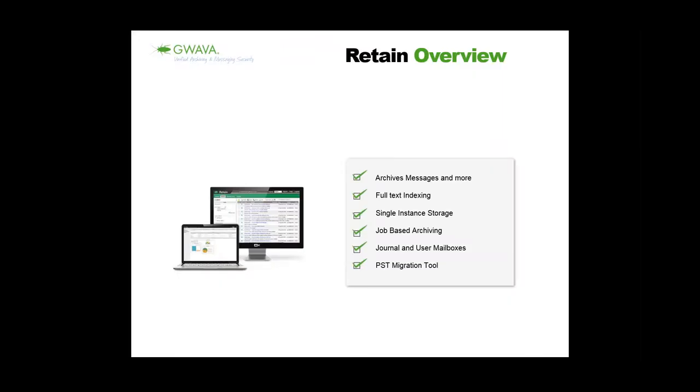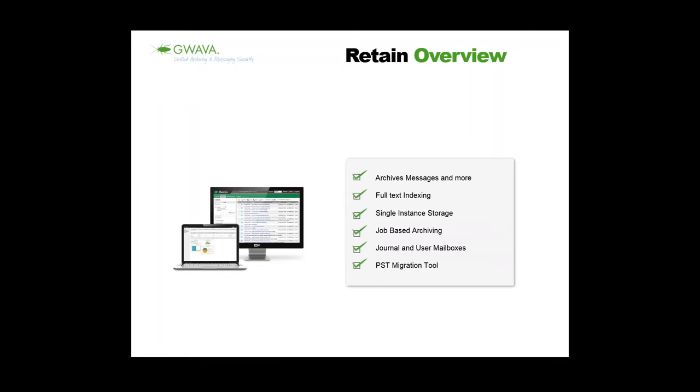So what do we do? We archive messages and more. We archive messages, appointments, so everything that is in the Exchange mailbox. Then we do a full text indexing of the message and the attachments so that you can search not only on the messages but as well on the attachments, and that very fast.